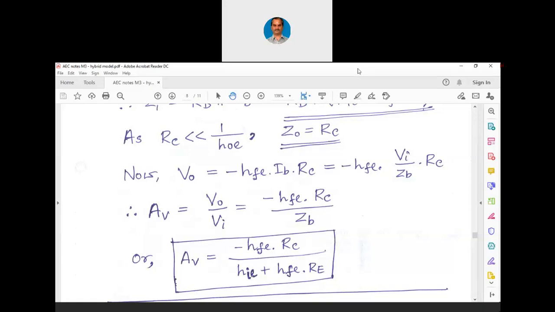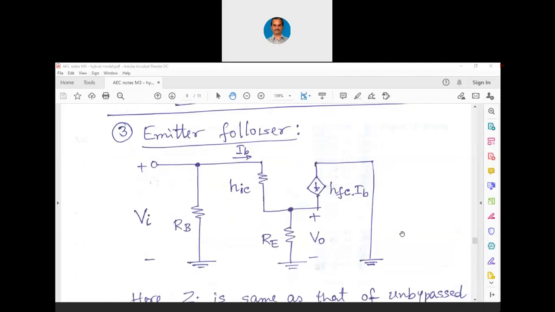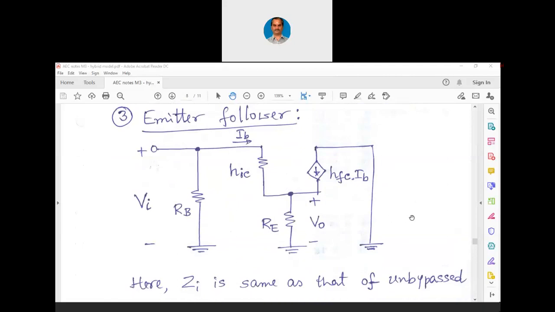So this is where we have completed the hybrid analysis of unbypassed emitter resistor circuitry. Let us go to the next one, that is emitter follower. I hope you can visualize the circuit diagram for the emitter follower, or else to help you visualize, let me write the circuit diagram here.